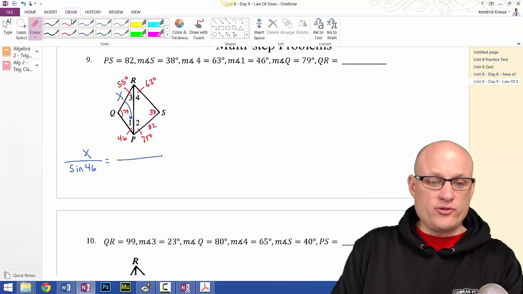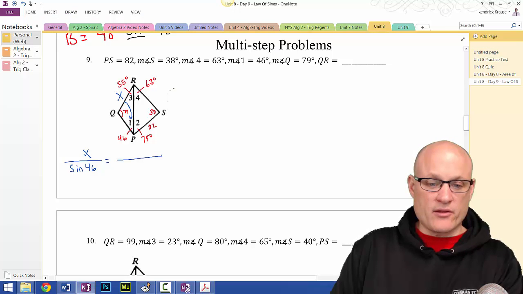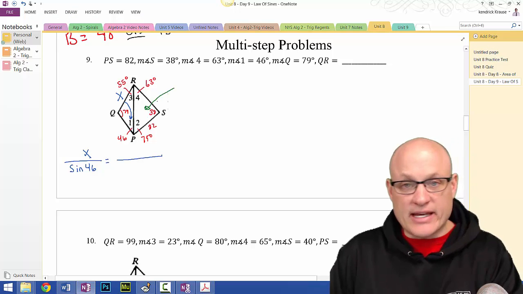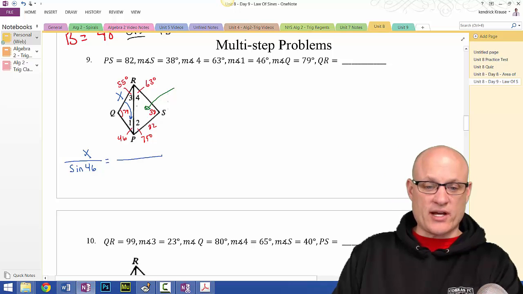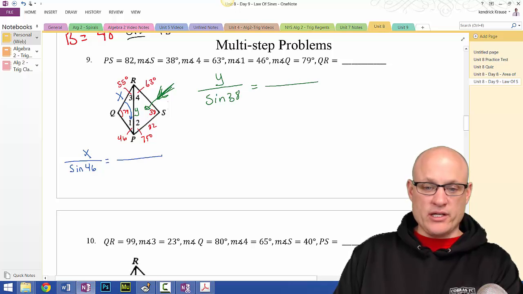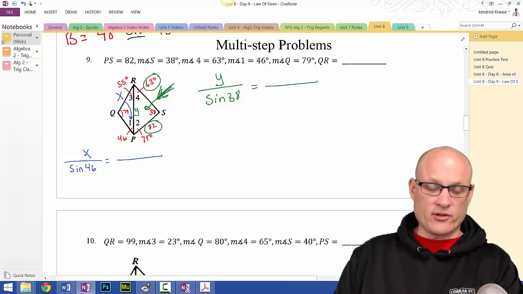So I can't really do it that way because I don't know this side and I don't know this side. What you need to do is work in this triangle. You almost indirectly have to get there. So we're going to assign this center value y. Now, I'm not working on the left triangle, I'm only working on the triangle off to the right here. So y over sine of 38 would equal what I know: 82 over the sine of 63.